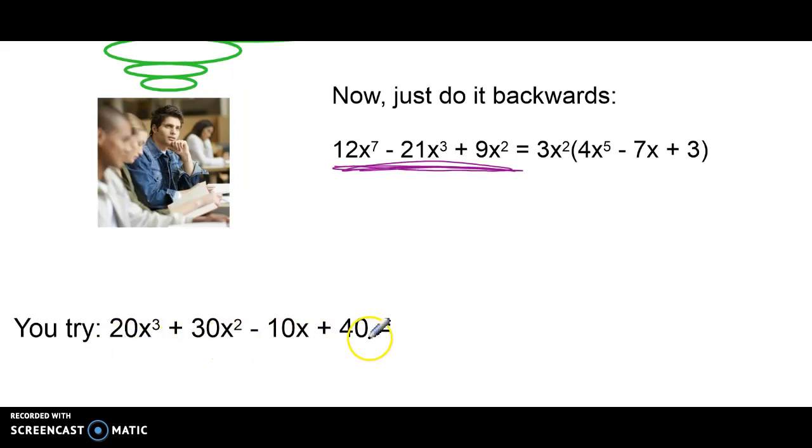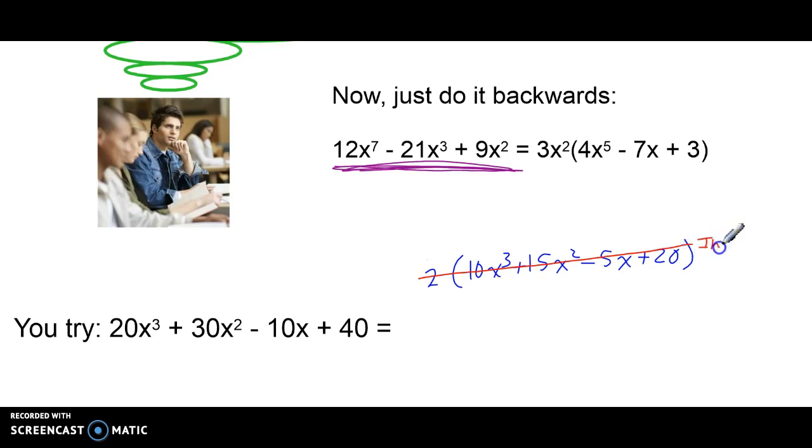If you look through here, you'll notice that all of these are multiples of 2. So you factor out a 2, leaving 10x cubed plus 15x squared minus 5x plus 20. No, I'm joking with you. That's not the right answer. Well, it's kind of the right answer. It's not entirely wrong. That is a correct factoring, but it's not a complete factoring.